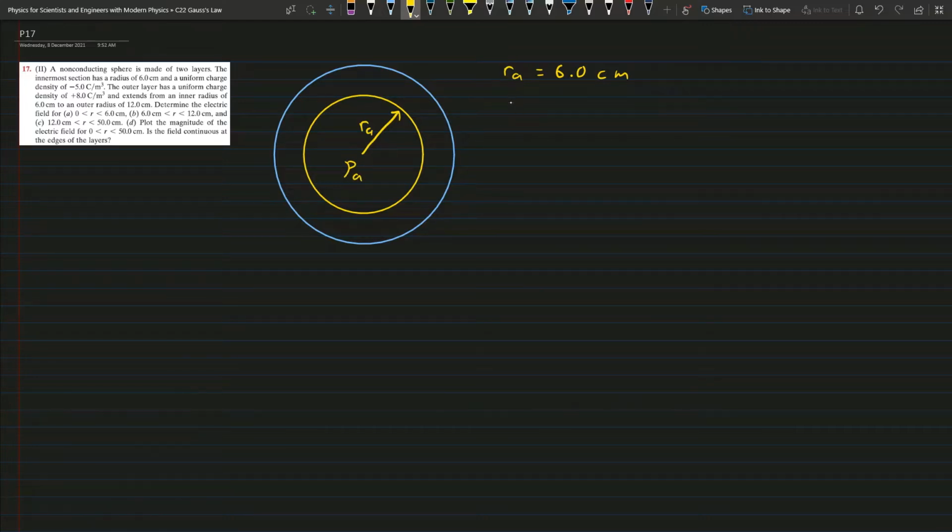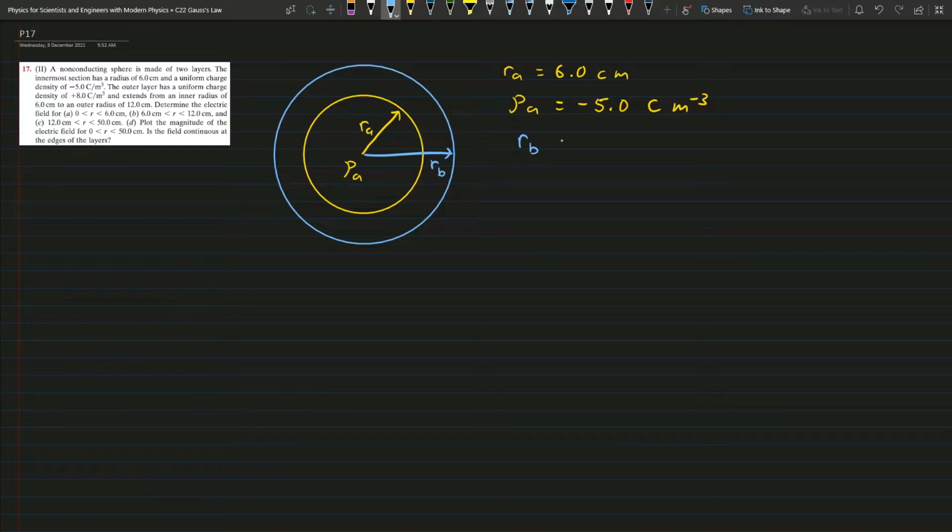Now here we have a charge density. Let's call this rho A. Rho A will equal negative 5.0 coulomb per meter cube, and we have another radius until the outermost surface, which is given by RB.